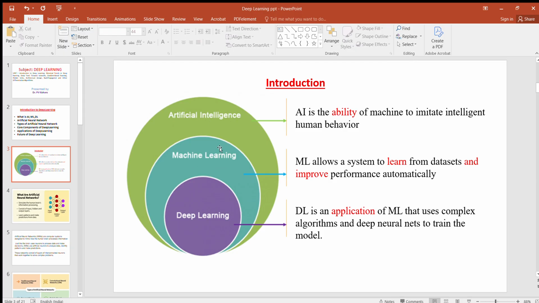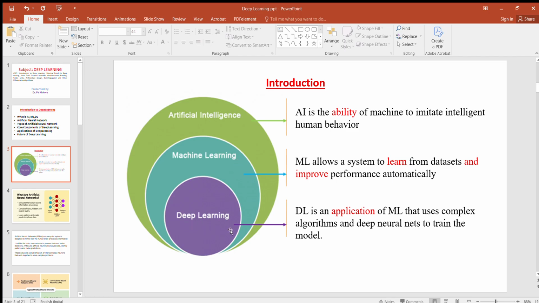In a simple way, machine learning is a technology which has the capability to allow the system or the computer to do the work automatically. How? It learns from data sets and improves the performance automatically. So by using machine learning technology, machines or computers can do the work automatically, by themselves. That is the purpose of machine learning.